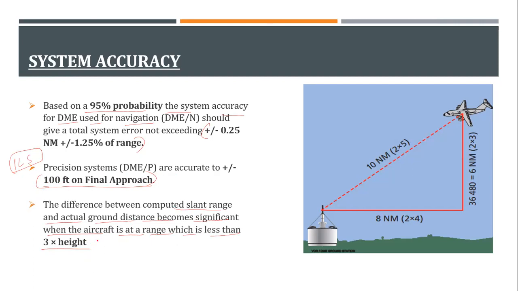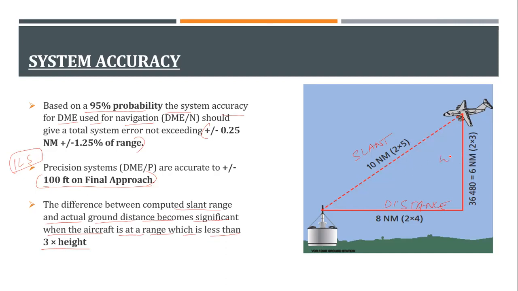What this basically means is there is a difference between the slant range, this is my slant range, and the actual ground distance. So this is my distance, which becomes significant when the aircraft is at a range less than 3 times the height. So this is my height.